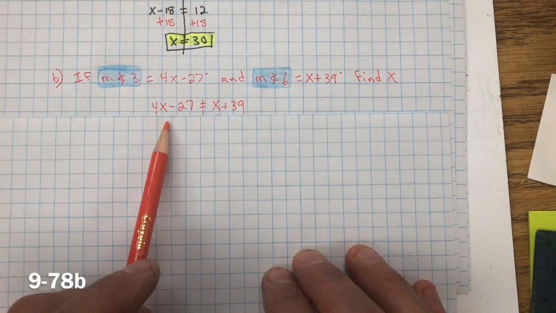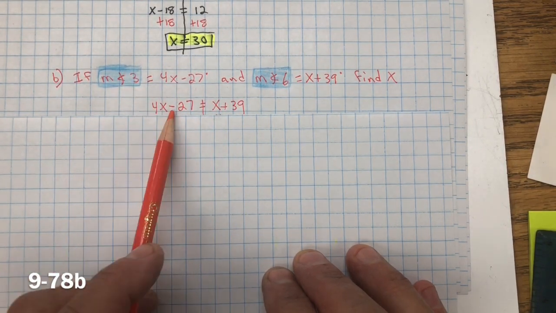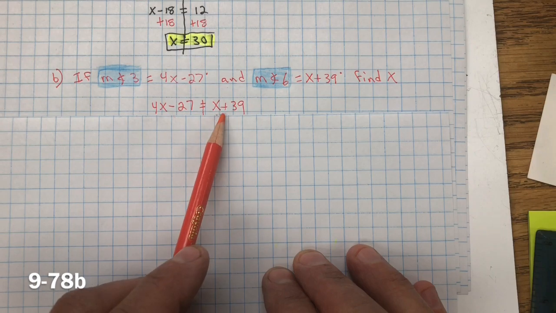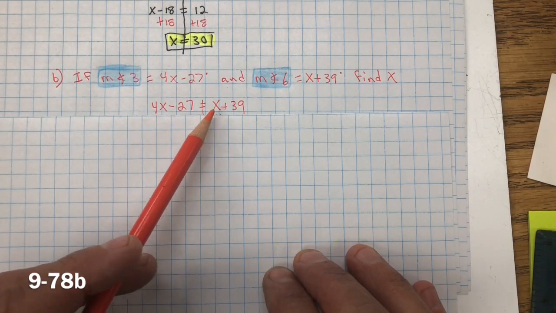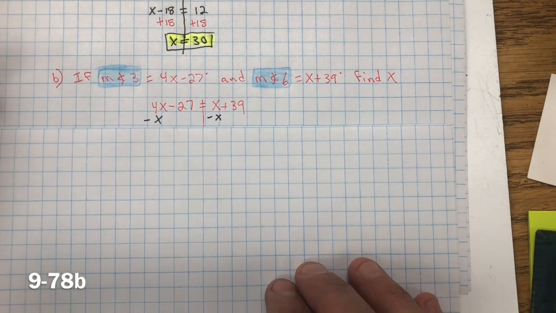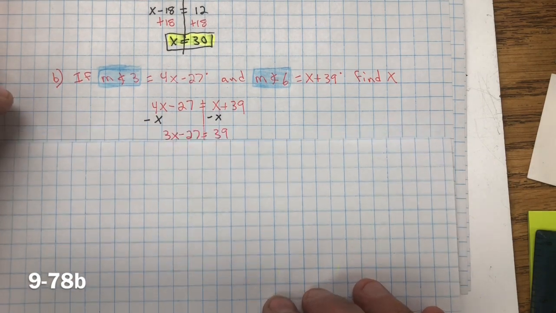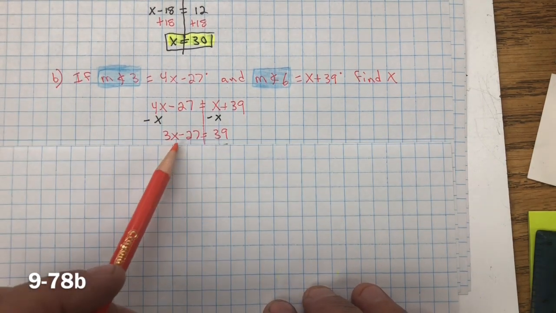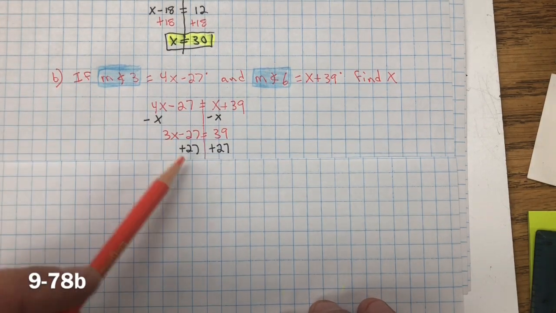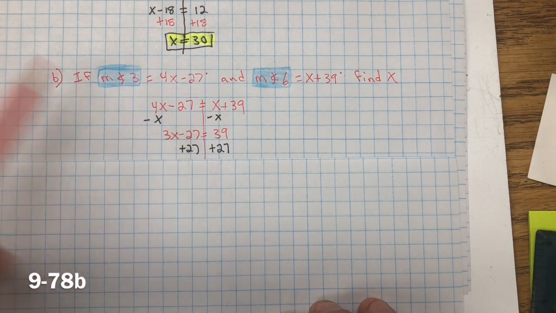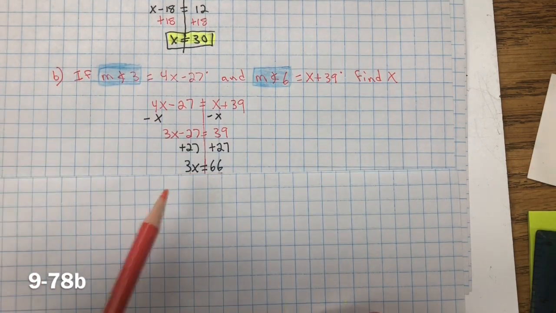So now I set the measure of angle 3 and the measure of angle 6 equal to each other, and now I'm going to solve for x. Inverse property of addition is subtraction, so I subtract x from both sides, create a zero pair. 4x minus x equals 3x. Inverse property of subtraction is addition. Add 27 to both sides, zero pair. 39 plus 27 equals 66.